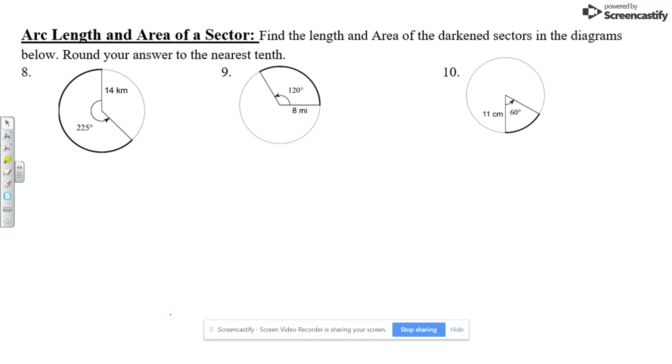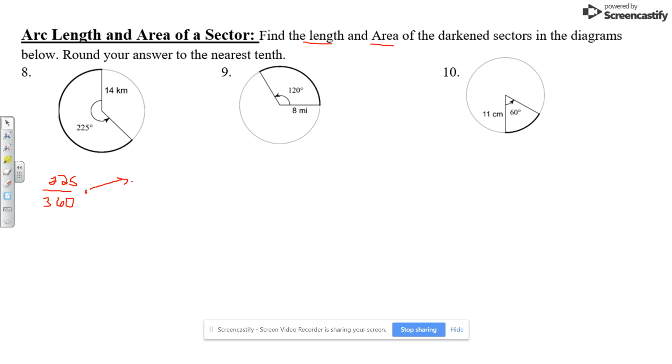Okay, we'll go to the next page. Arc length and area. It says find the length and the area of the darkened sectors. So for both of these, it's 225 out of 360 for this one. And it's going to be the same for length or area. So you start out with the same fraction because it's the fraction of the circle.